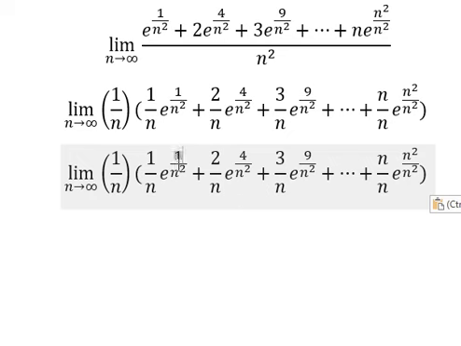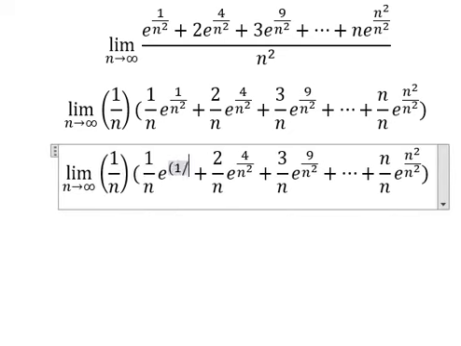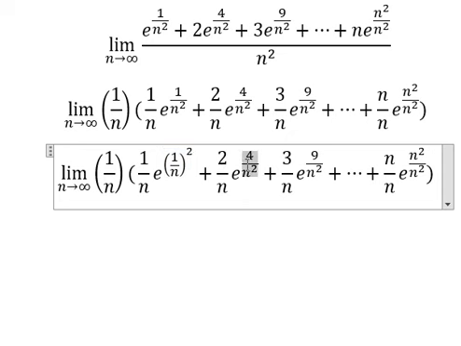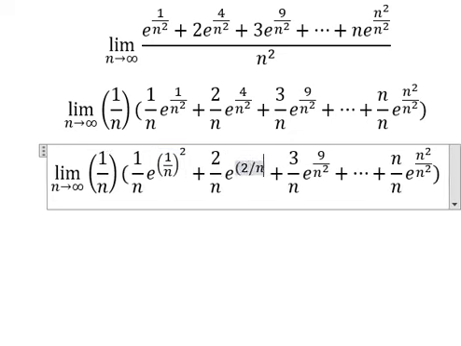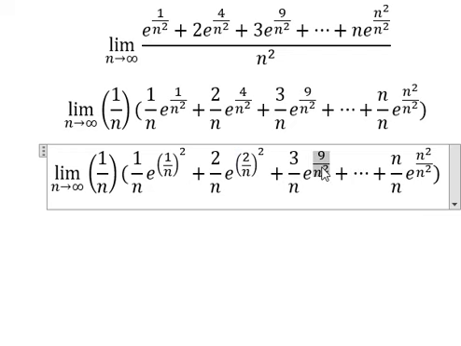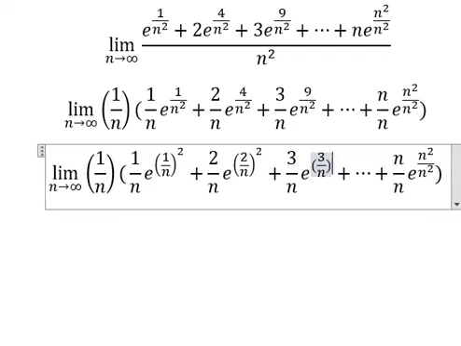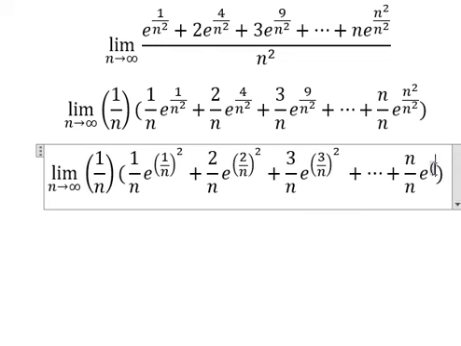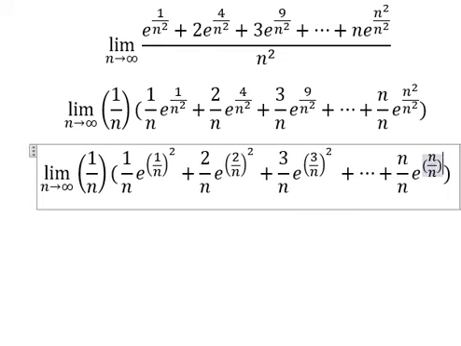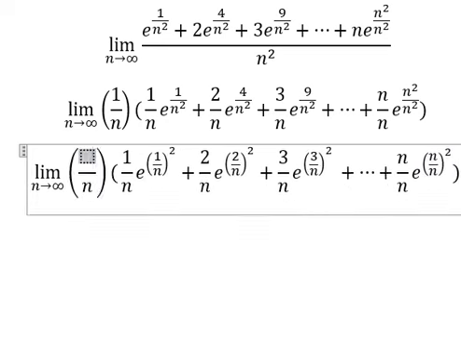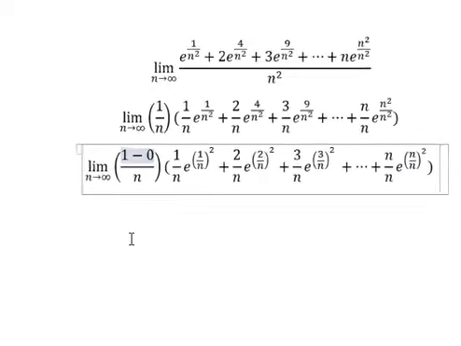this one we can put 1 over n, everything to the power of 2. This one that is about 2 over n, everything to the power of 2. This one that is about 3 over n, everything to the power of 2, and so on in here. And we know that number 1 that is about 1 minus 0.